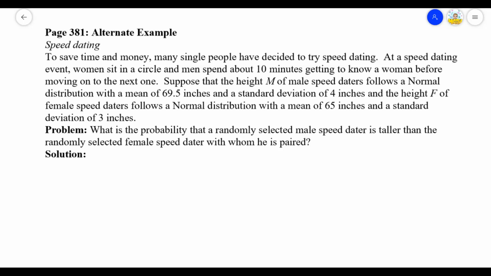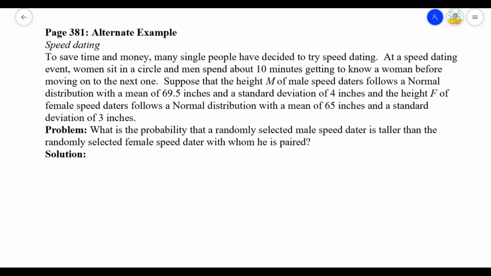Women sit in a circle and men spend about 10 minutes getting to know a woman before moving on to the next one. Suppose the height M of a male follows a normal distribution with a mean of 69.5 and a standard deviation of 4 inches. And the height F of the female speed daters follows a normal distribution with a mean of 65 and a standard deviation of 3. What is the probability that a randomly selected male speed dater is taller than the female?